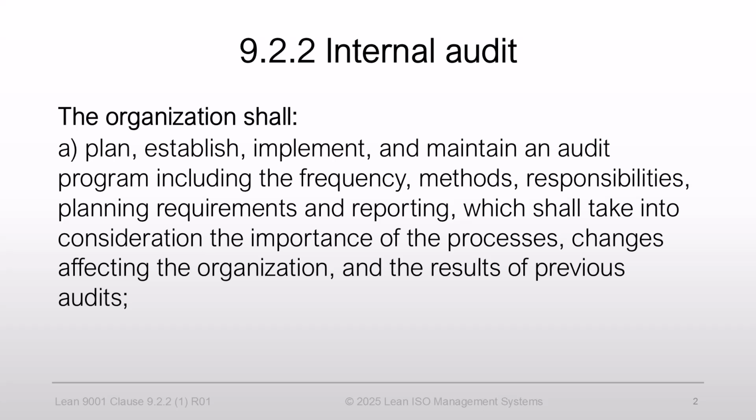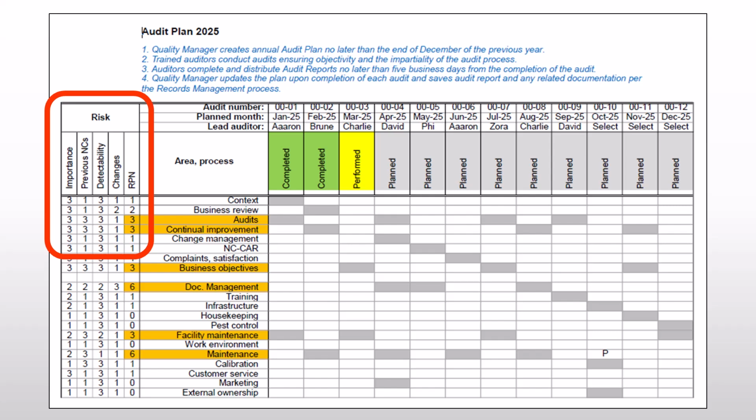So, how do we fix this? While this issue creates difficulties for many companies, the solution is simple. We can integrate an FMEA table into our audit plan, including process criticality, previous NCs, process changes, and the detectability of failures. With this information, we calculate a risk priority number, RPN, and prioritize audits accordingly.